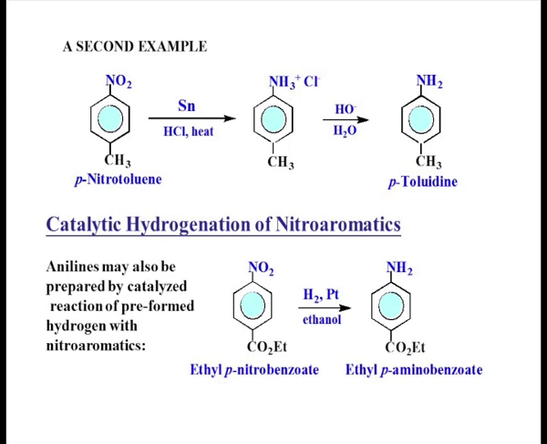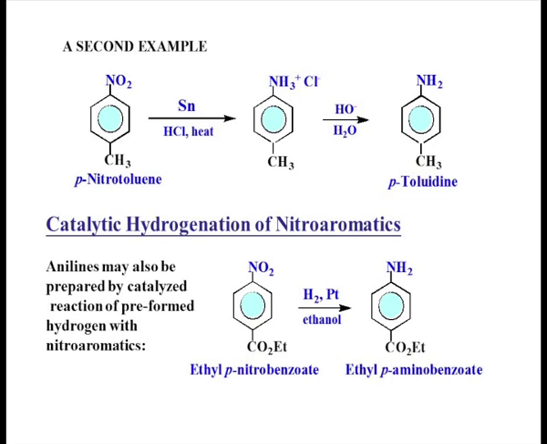Sometimes catalytic hydrogenation is also good. I will give you a very nice example. Anilines may also be prepared by catalyzed reaction of preformed hydrogen with nitroaromatics. Look at this: ethyl para-nitrobenzoate. In the 4th position there is a carboxylic ester, CO2Et, ethyl ester.